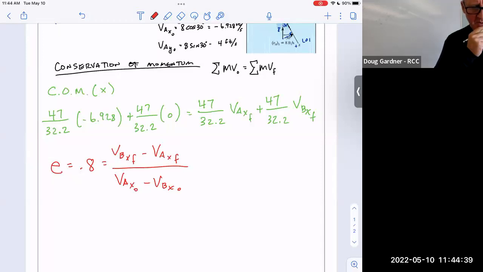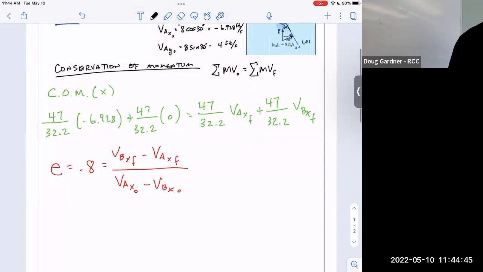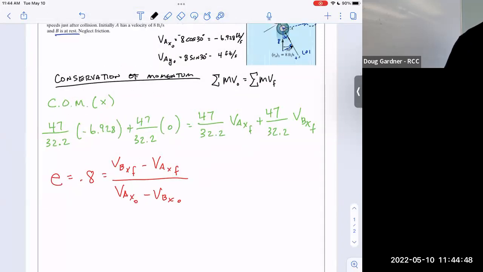And so, do I know any of those? Well, I know the A ball's initial speed, don't I? Wasn't that in the X direction, negative 6.982? That was its initial speed. What was the B ball's initial velocity? 0. Nada, it wasn't moving at all. What about those two on the top?